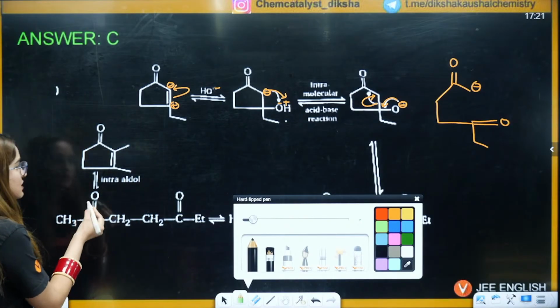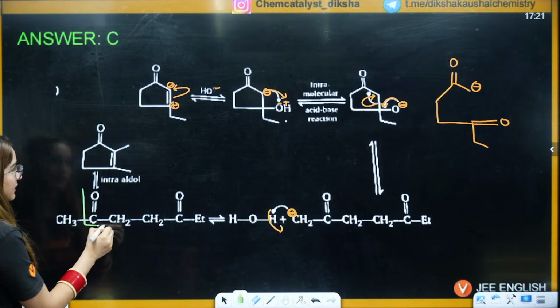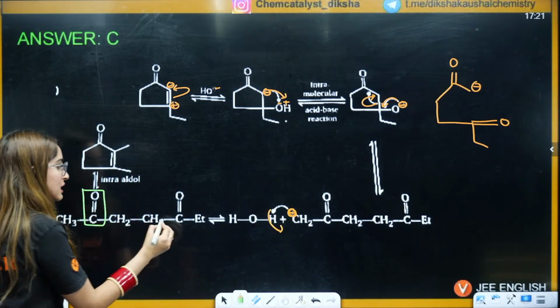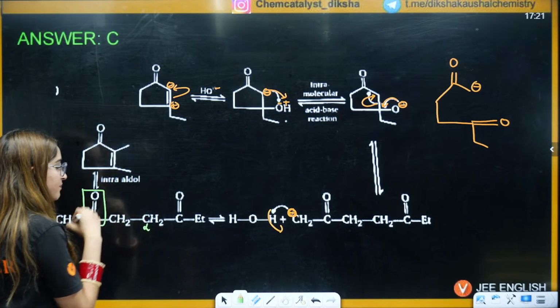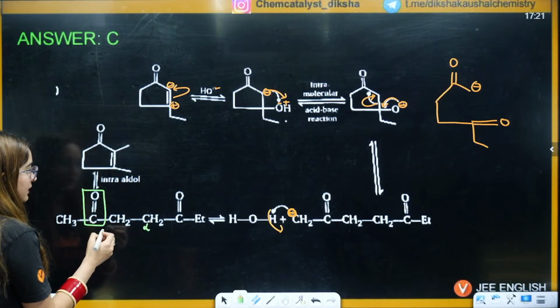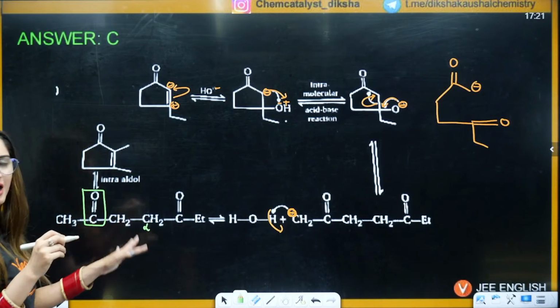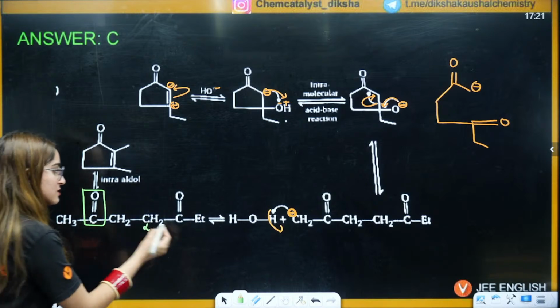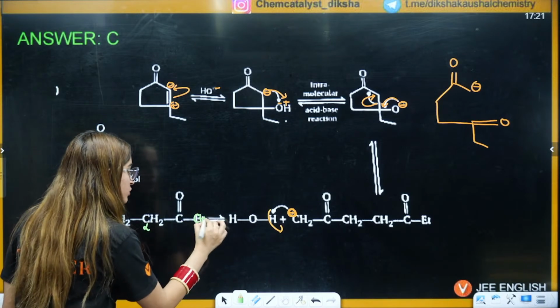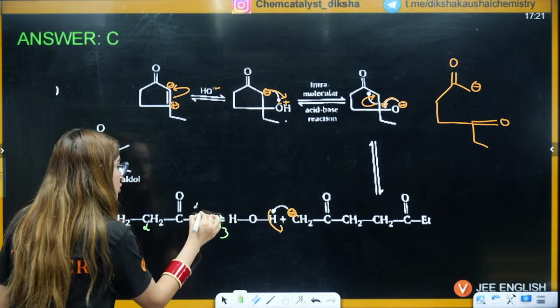This, if you see, is your carbonyl, right? If I take this as carbonyl, this will be my alpha, right? So what will happen here? Alpha carbon and the carbonyl. See, this is also alpha. We know that this is CH2. This is also alpha. This is also alpha.